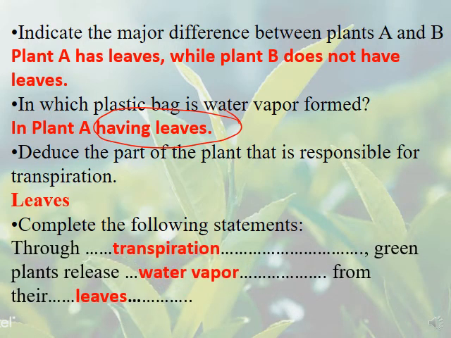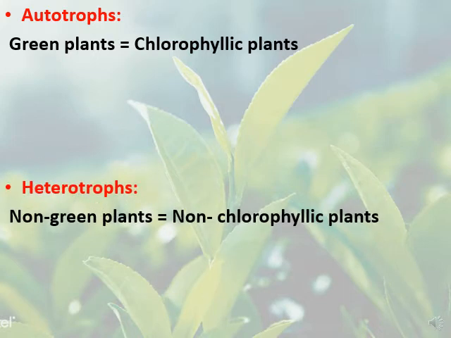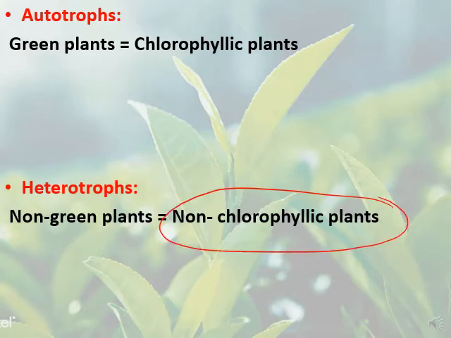So let's complete the statement. Through transpiration, green plants, what do they release? They release water vapor. From which part? From the leaves. So transpiration is the loss of water vapor through the leaves of the plant. You have to keep in mind these two notes. Autotrophs means green plants. It means chlorophyllic plants, the plants that contain chlorophyll. However, the heterotrophs are the non-green plants, meaning that they are non-chlorophyllic, without chlorophyll.